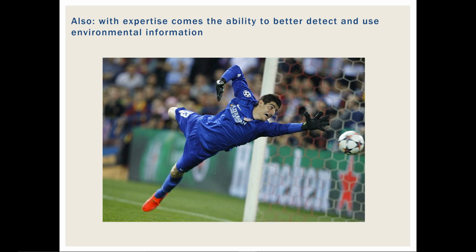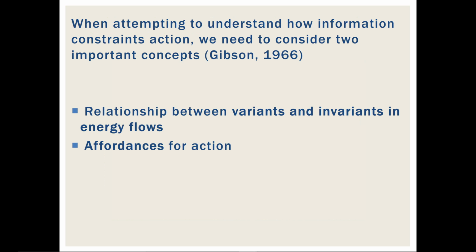So to understand better how informational constraints work, we have to explain two different concepts. The first one is the concept of variance and invariance in the environment, and the second one is the concept of affordances for action. This all sounds theoretical right now, but by week 12, you will all be applying it like you've never done anything else.